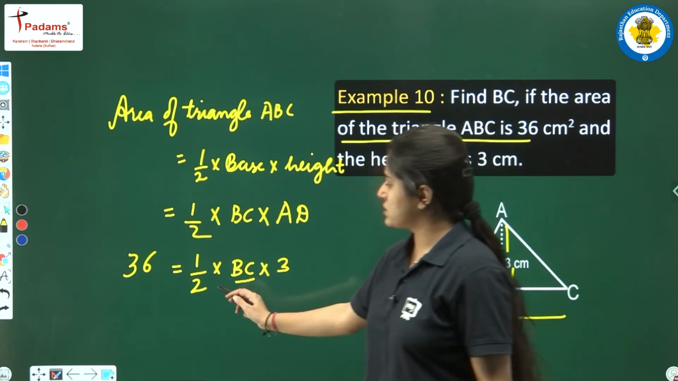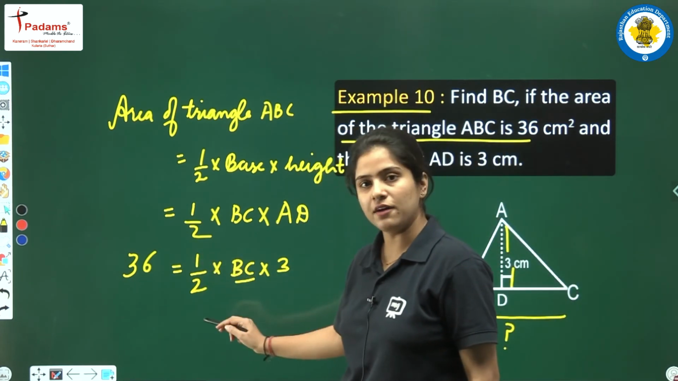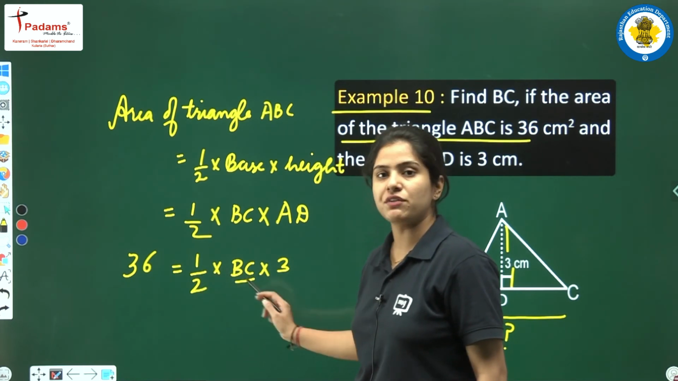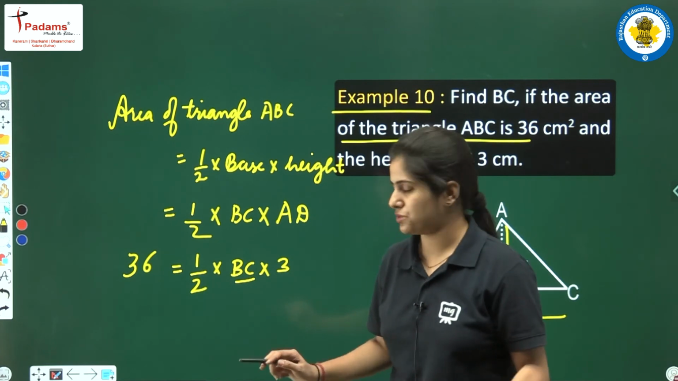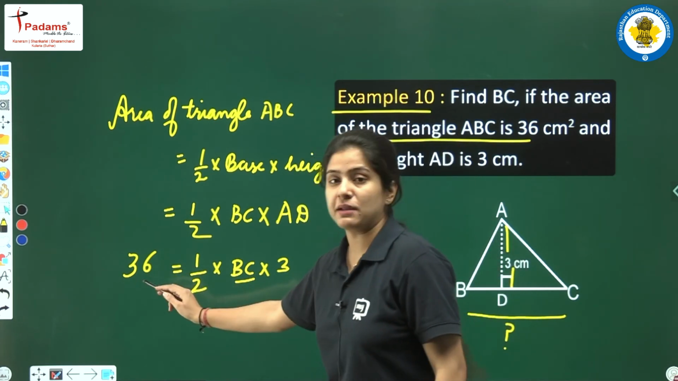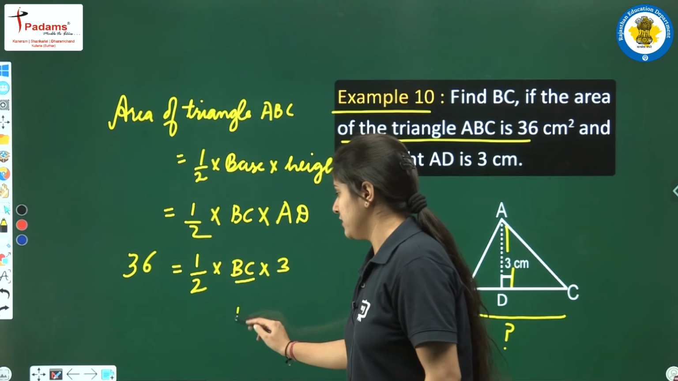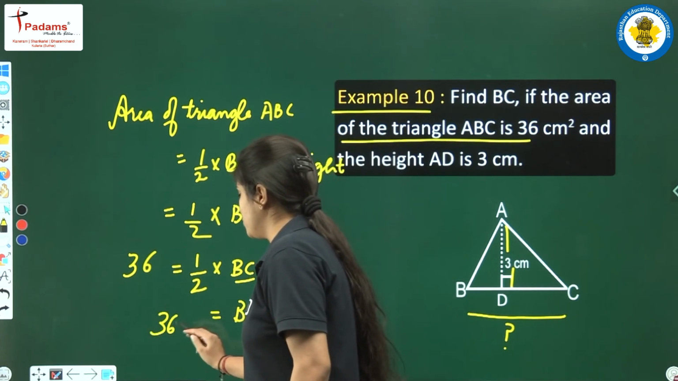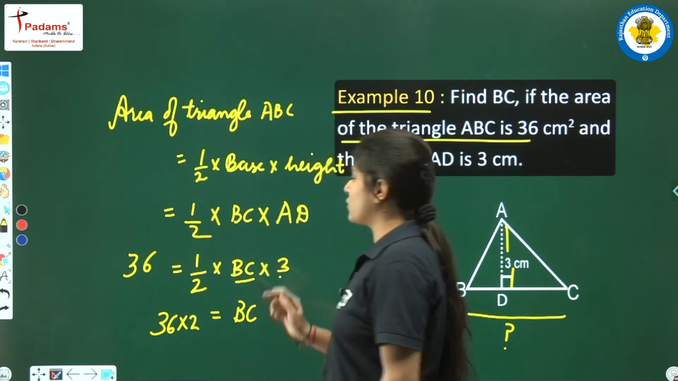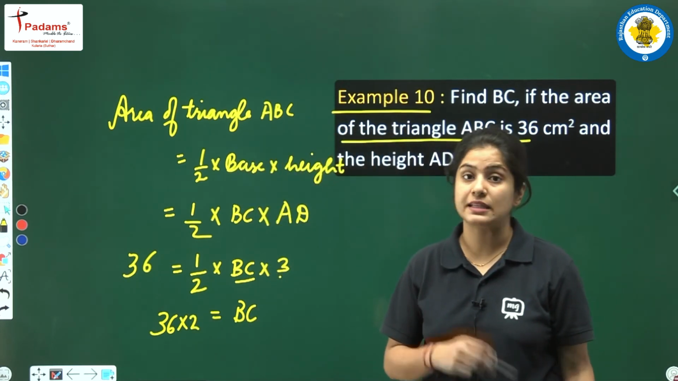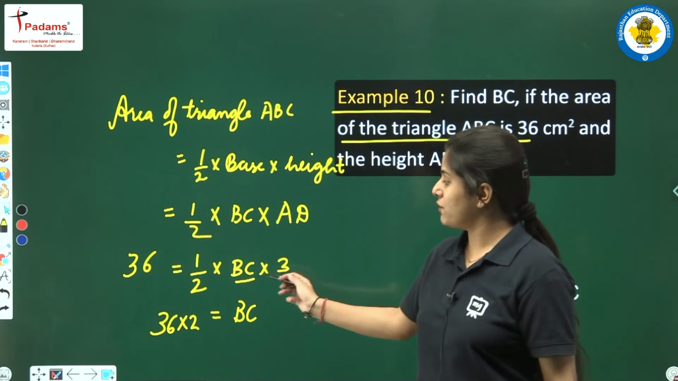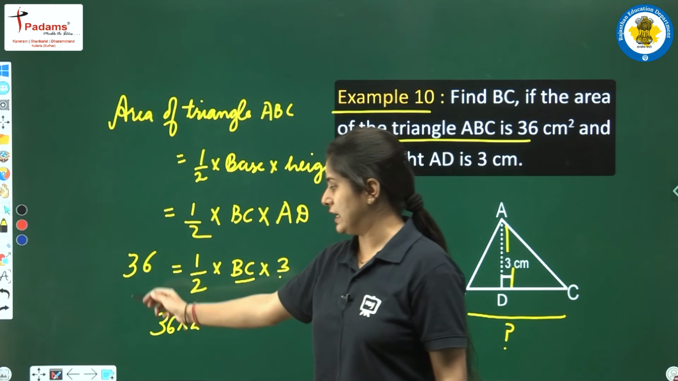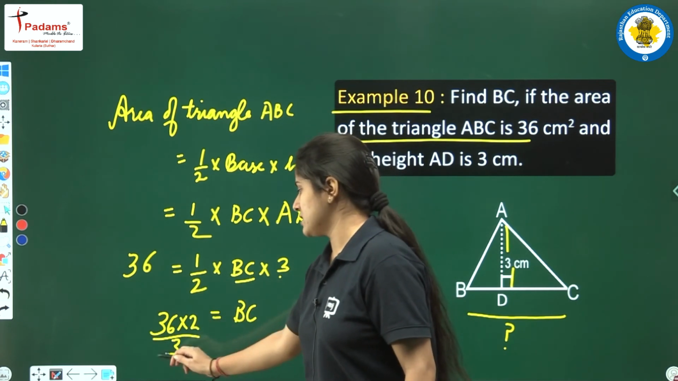You need to find out this thing. So firstly, you have to take this half. Okay, it is in the division. This 2 is in the division with the variable that we need to find out. So we'll take it to multiplication on the left hand side. So BC is equal to 36 into 2. Now students, this 3 is in multiplication with the variable that you need to find out. So you need to take this 3 over to division on the left hand side. Okay, so this is 3.